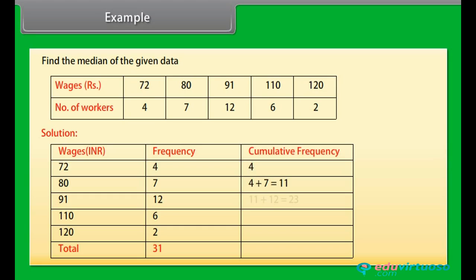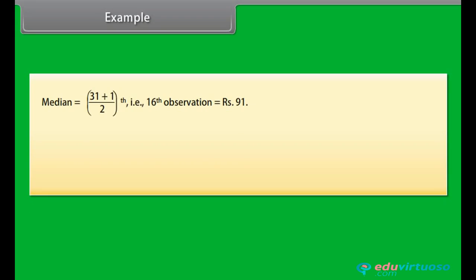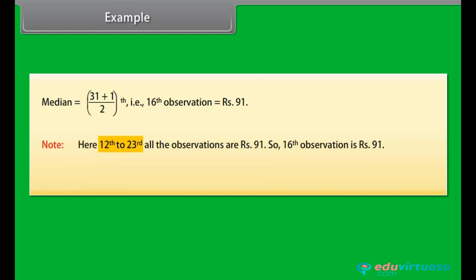In the third column, we have found the cumulative frequency for each wage by adding the previous frequency to the current frequency. After that, we have found the median, which is 31 plus 1 by 2 by 2, that is 16th observation, which equals rupees 91. Here 12th to 23rd, all the observations are rupees 91, so the 16th observation is rupees 91.